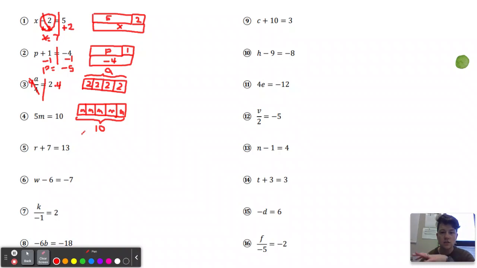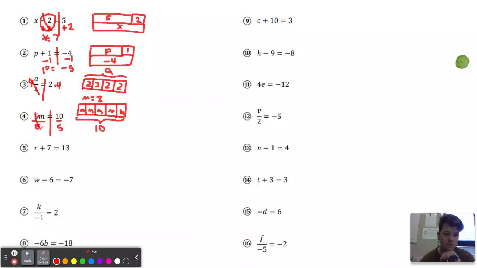So we know we can either take 10 and split it up into 5 equal pieces, or I can say, what number can I add repeatedly over and over and over again to get to 5? Or to get to 10. Well, it's obviously going to be 2. M equals 2. And we can use our inverse operations by saying, okay, this is multiplication. The opposite of multiplying is division.